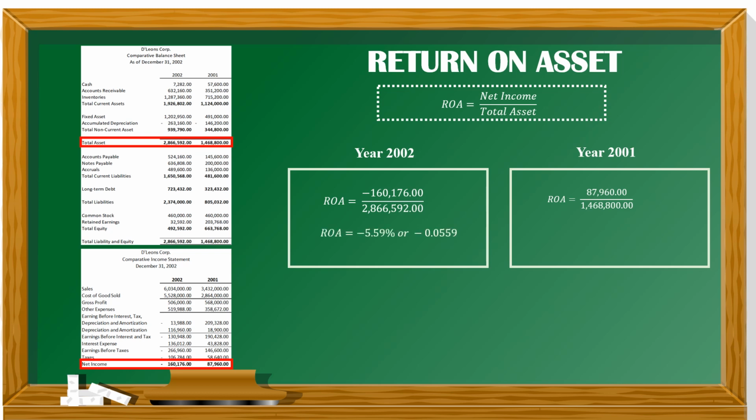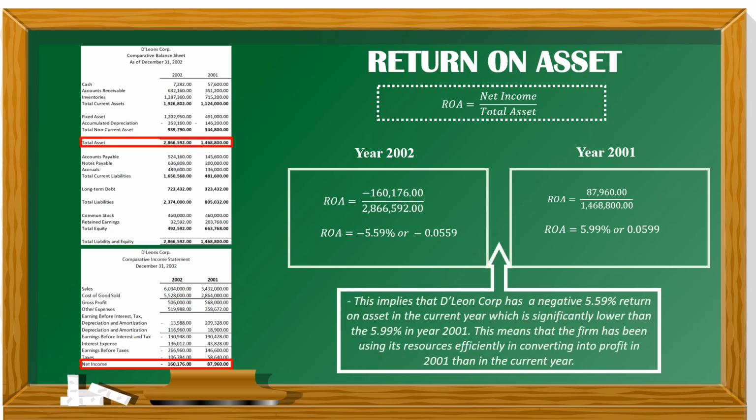So in 2002, it has a ROA of negative 5.59% and 5.99% for 2001. Now, this implies that De Leon Corp has a negative 5.59% return on asset in the current year, which is significantly lower than the 5.99% in year 2001. So this means that the firm used its assets more efficiently in converting them into profit in year 2001 compared to the current year.